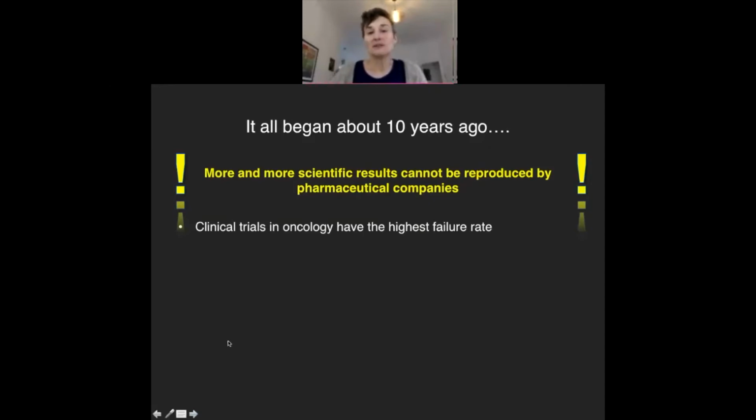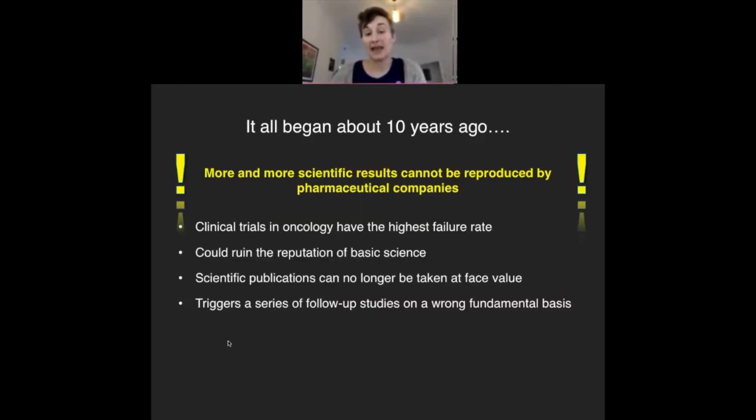Clinical trials in oncology specifically have the highest failure rate. And I think this is because cancer is a very prevalent disease, and the cancer research field is also very fast progressing. So there's a really high pressure to come up with new, innovative, and successful anti-cancer therapeutics. That also plays into why you find this issue, particularly in the field of oncology, very prevalent. And so you might ask yourself, why do we care about this? The reason is that a lack of reproducibility could ruin the reputation of basic science, actually. If scientific publications cannot be trusted anymore, they can no longer be taken at face value.